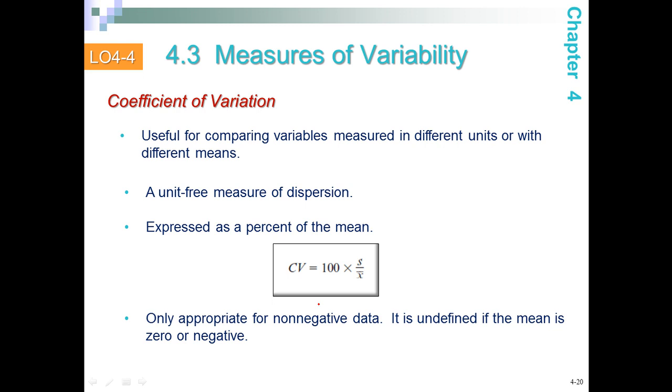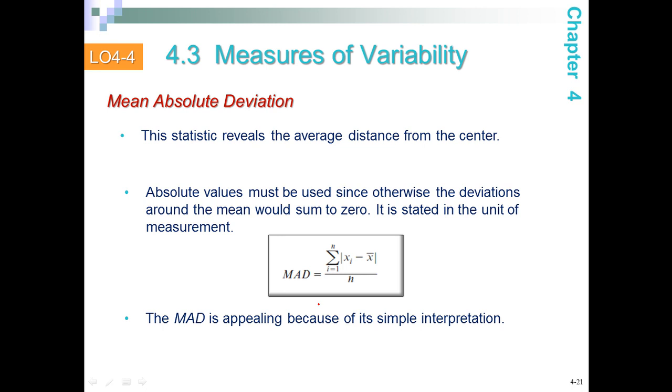Mean absolute deviation is one that we see quite often, and it's just the average of the absolute value of xi minus x bar. So it's intuitive. We're just saying how far xi is from x bar in absolute distance, and we take the average of that.